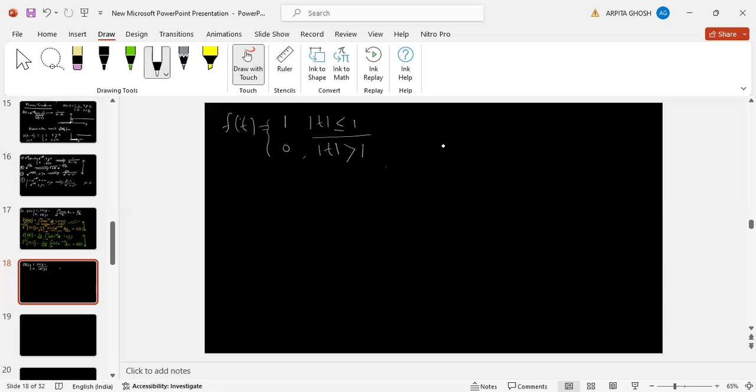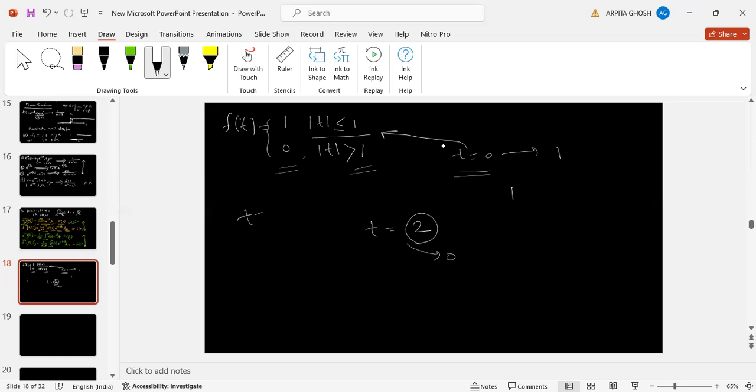Suppose t equal to 0. Then what's the value? T equal to 0 falls under which category? This. So functional value is 1. Now suppose t equal to say 2. 2 is greater than 1. So the function value is 0. Here function value is 0, here function value is 1.